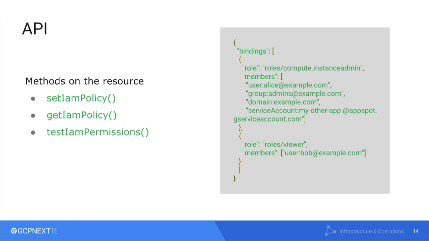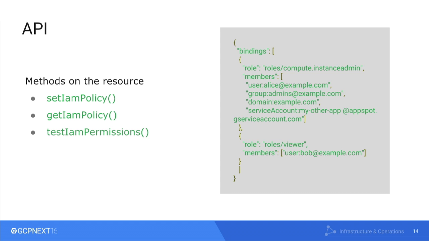So as you can see in this example here, a member can be a number of different things. It can be a user, a group, a service account, which we're going to talk about later, as well as if you want to share with everybody in the domain, you can just put a domain name there. And if you want to share with the world, so you have a very public storage bucket, you can specify all authenticated users.